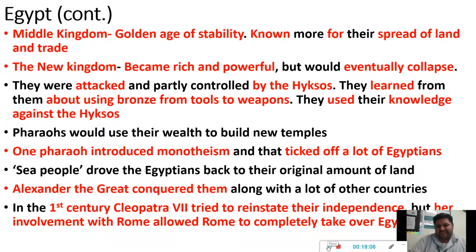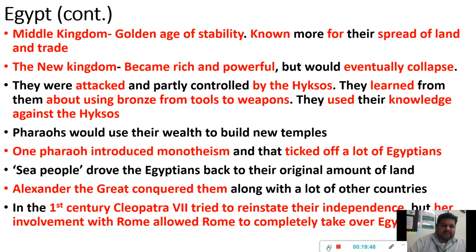But the Hyksos, I always mess up that name. They basically took over part of Egypt, and they learned how to use bronze, and they used it not only for tools but for weapons. The Egyptians realized, oh, this material is stronger than this material, this bronze, right? And they used that knowledge to defeat that group. So they used their own technology from the conquerors to defeat them.